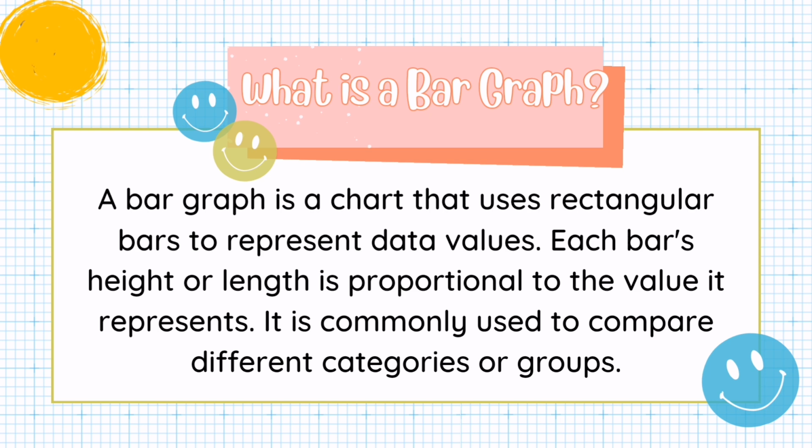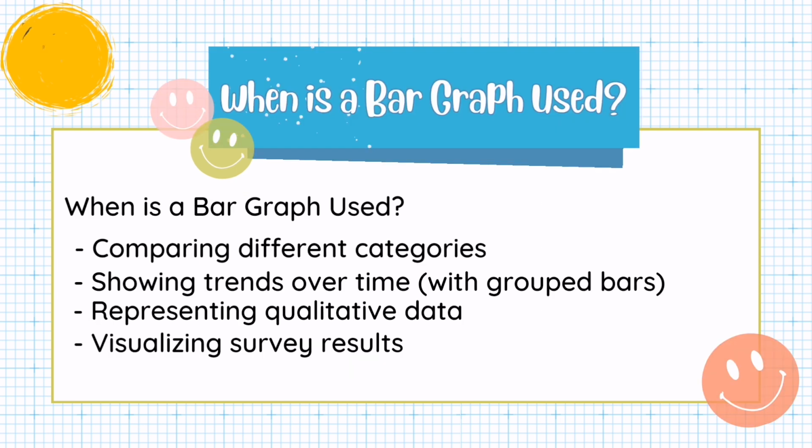The bar can be vertical or horizontal, but the most important part is that they help us see the difference clearly between categories. Okay, so when is a bar graph used? A bar graph is used when comparing different categories like favorite snacks, numbers of pets, or students per classroom. And also when showing changes over time.